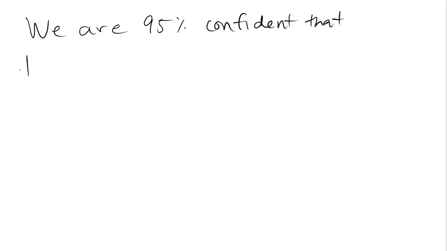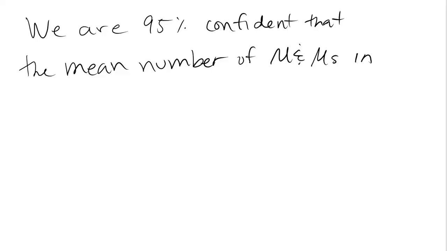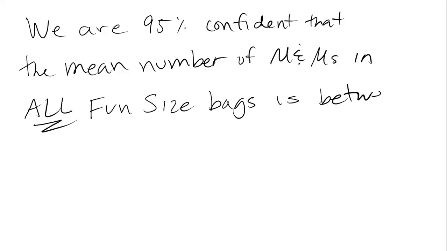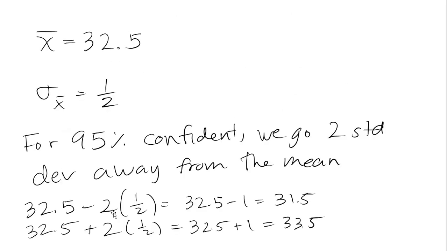Well, we can say that we are 95% confident that the mean number of M&Ms in all fun-sized bags is between our 2 bounds of 31.5 and 33.5. We got that because that was 2 standard deviations away from the mean in each direction.